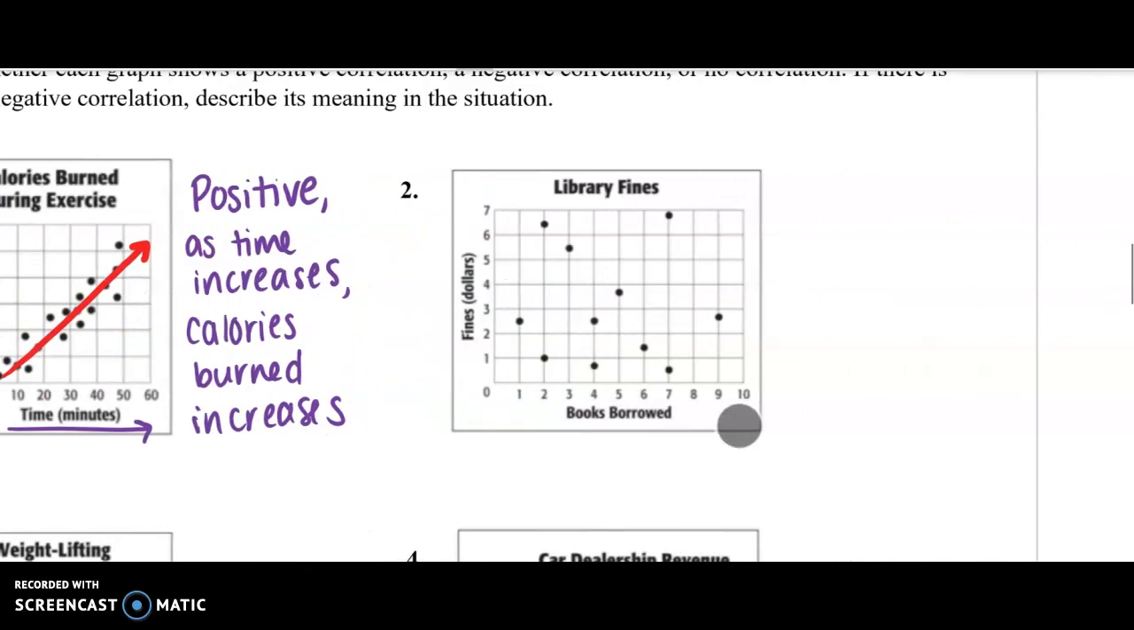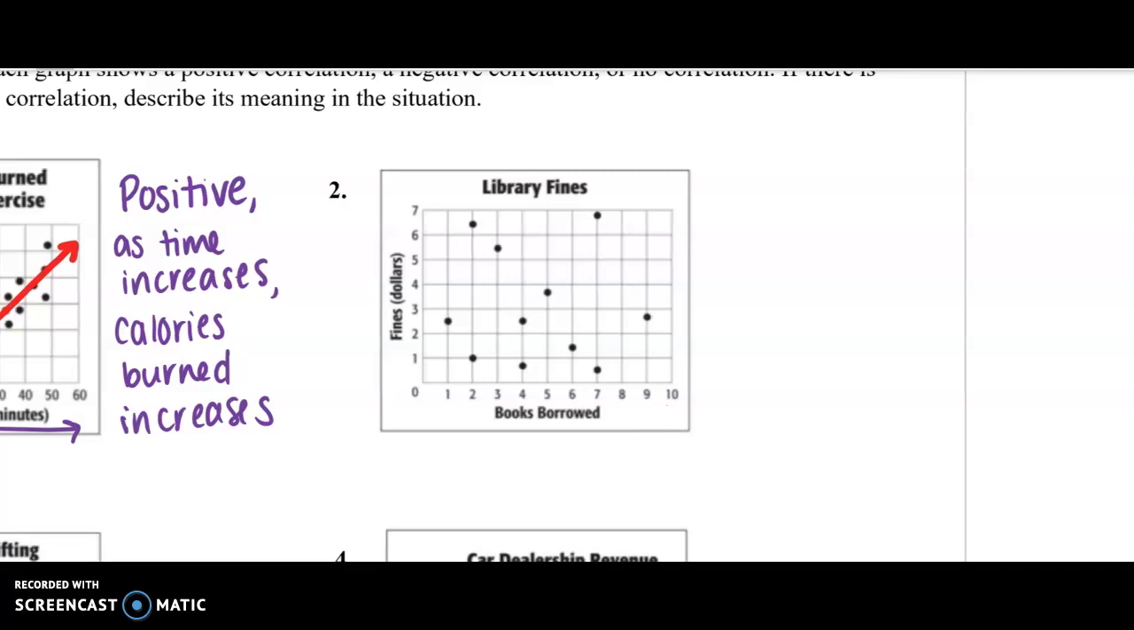Okay? Number 2, library fines. We have our books borrowed versus the fine in dollars. You notice there's no really clear line that I can draw, so this would be no correlation. Or you could just write none. Okay, there's no relationship between the number of books borrowed and your fine. Because if you return all of them on time, then it doesn't matter how many you borrow.